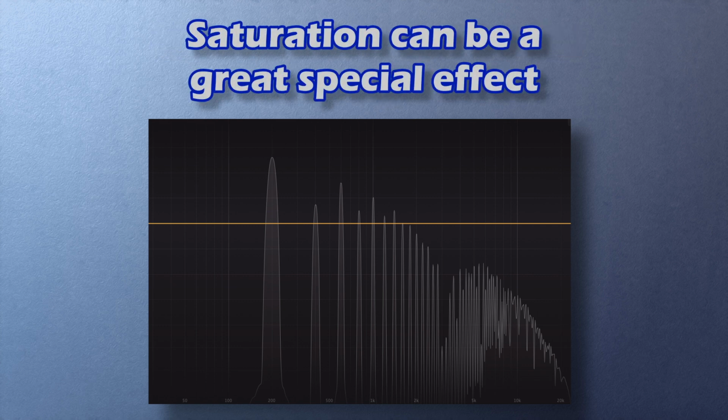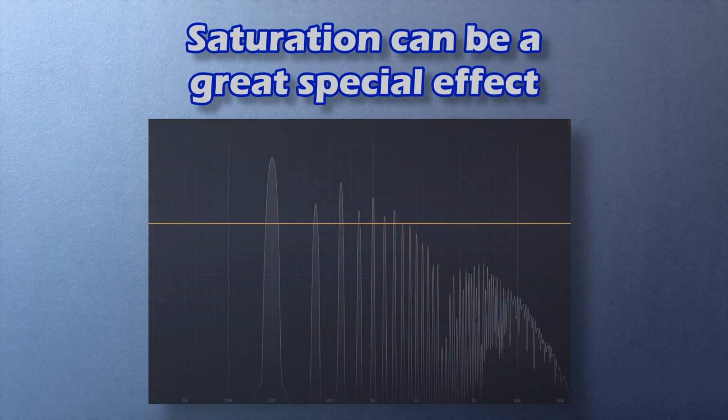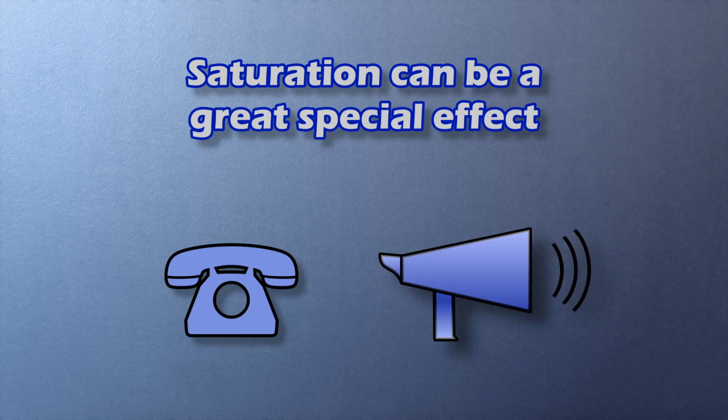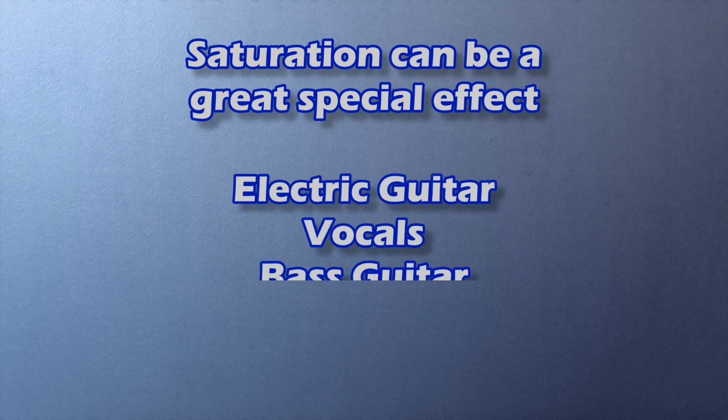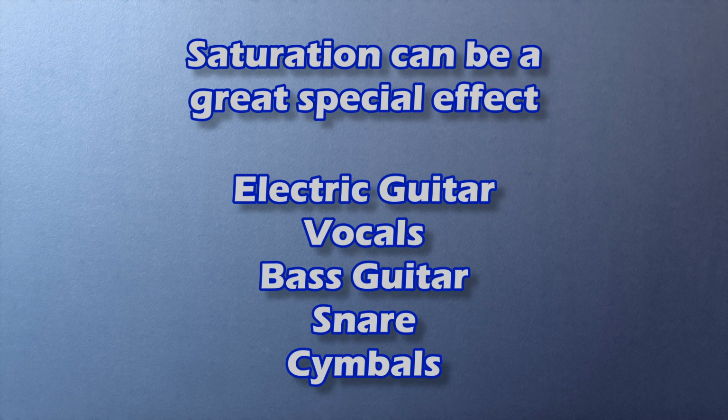It can also serve as a nice special effect for parts of a song, or it can sound similar to a telephone or a bullhorn. Saturation and distortion can be useful on many sources aside from just dirty electric guitars. They can be useful on vocals, bass guitar, or even snare drum. They'll help them all cut through a mix.